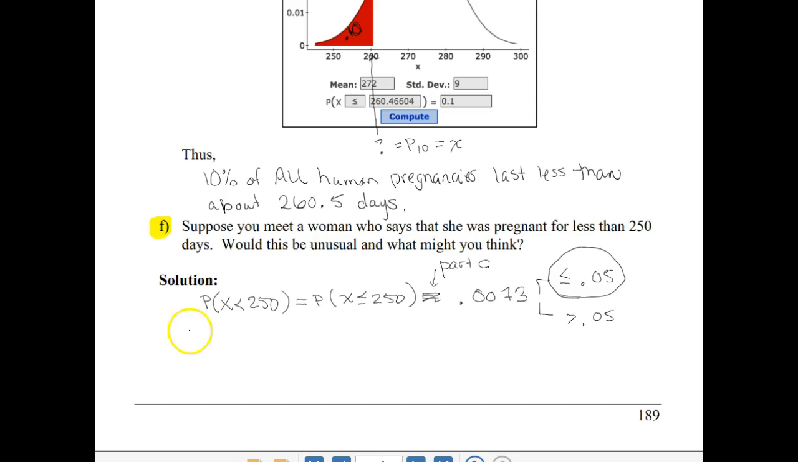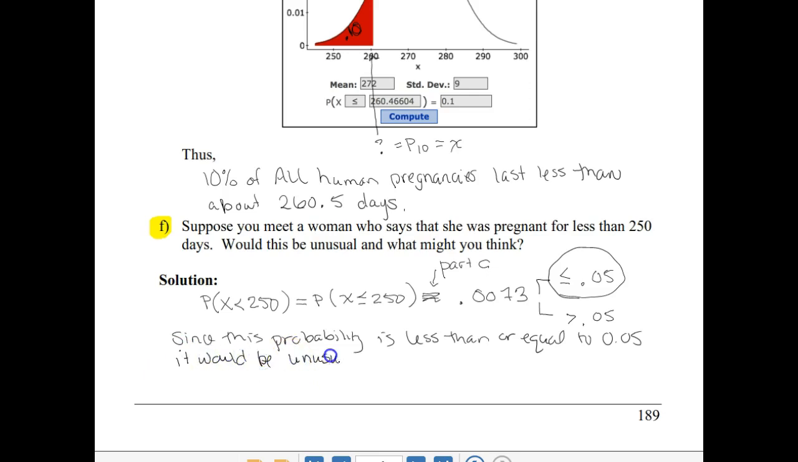So since this probability is less than or equal to 0.05, it would be unusual for a pregnancy to last less than 250 days.